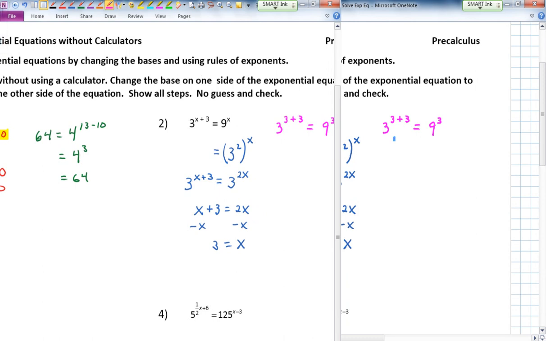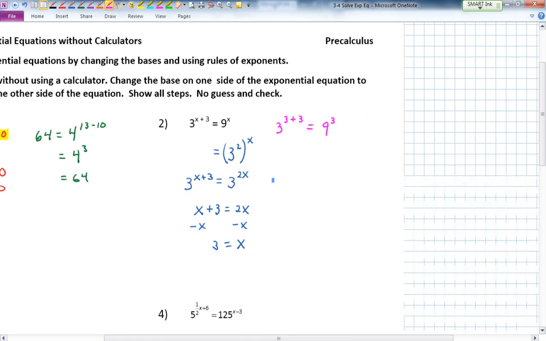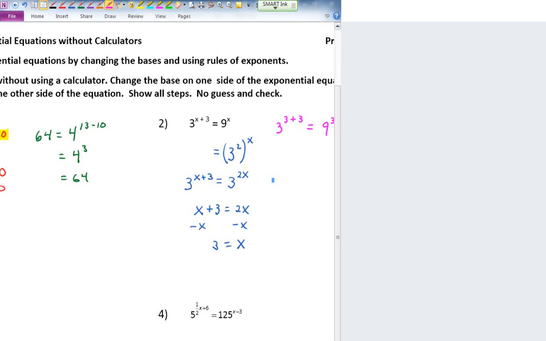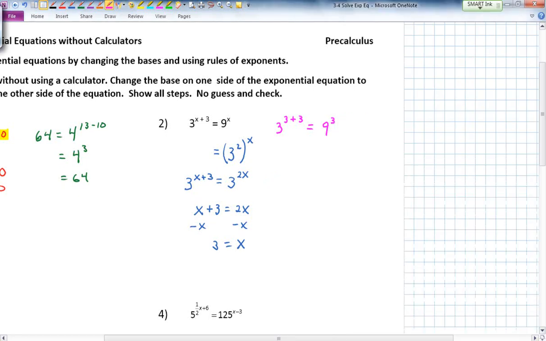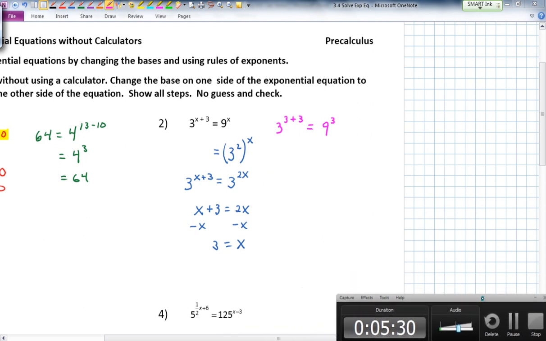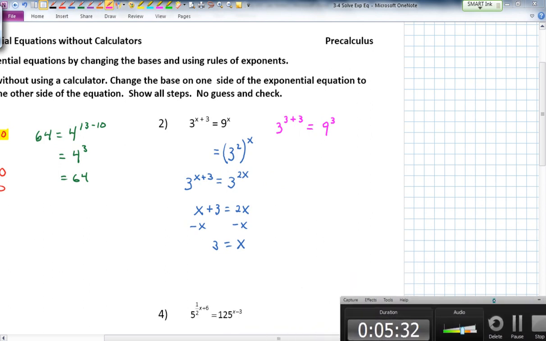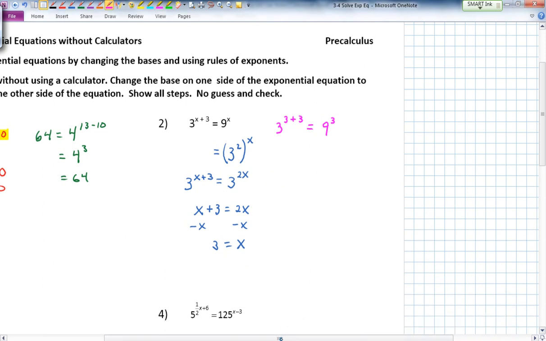Looks like we have a screen issue here. Give me just a second. All right, let's keep going here then. Hopefully that doesn't happen again.